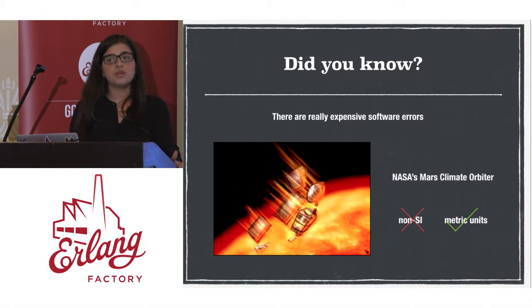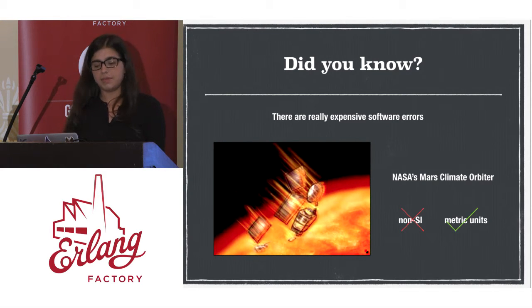So, did you know that there were really expensive software errors? Like this one, the NASA Mars Climate Orbiter, which crashed. It disintegrated upon encountering Mars, in a trajectory that brought it too close to the planet. Why did this happen? The software produced output in US customary units, pound-seconds, instead of the metric system units, Newton-seconds. And it was specified in the contract between NASA and Lockheed.